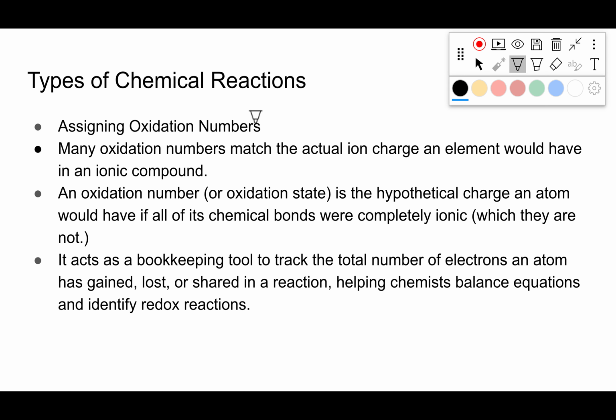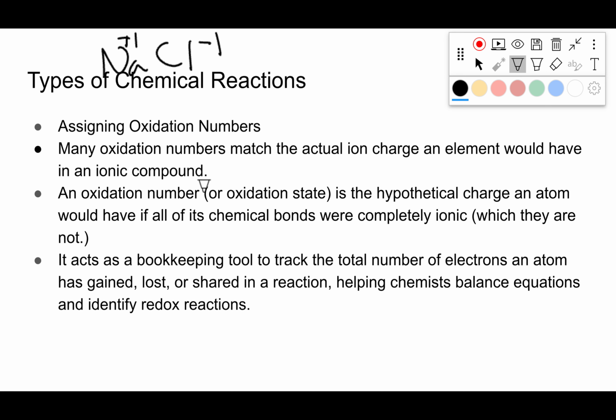There's something called oxidation numbers. This gets us into our redox reactions. An oxidation number is often the exact same thing as what we would expect an ion to have as a charge if it was bonded in an ionic compound. So we'll just use table salt. NaCl: Na is in group 1, which means it's a positive 1 charge. Cl is in group 17, which means it's a negative 1 charge. These are ion charges. On the periodic table, depending on what group the element is in, many of the elements have a set ion charge. Often oxidation numbers match those set ion charges, but not always.